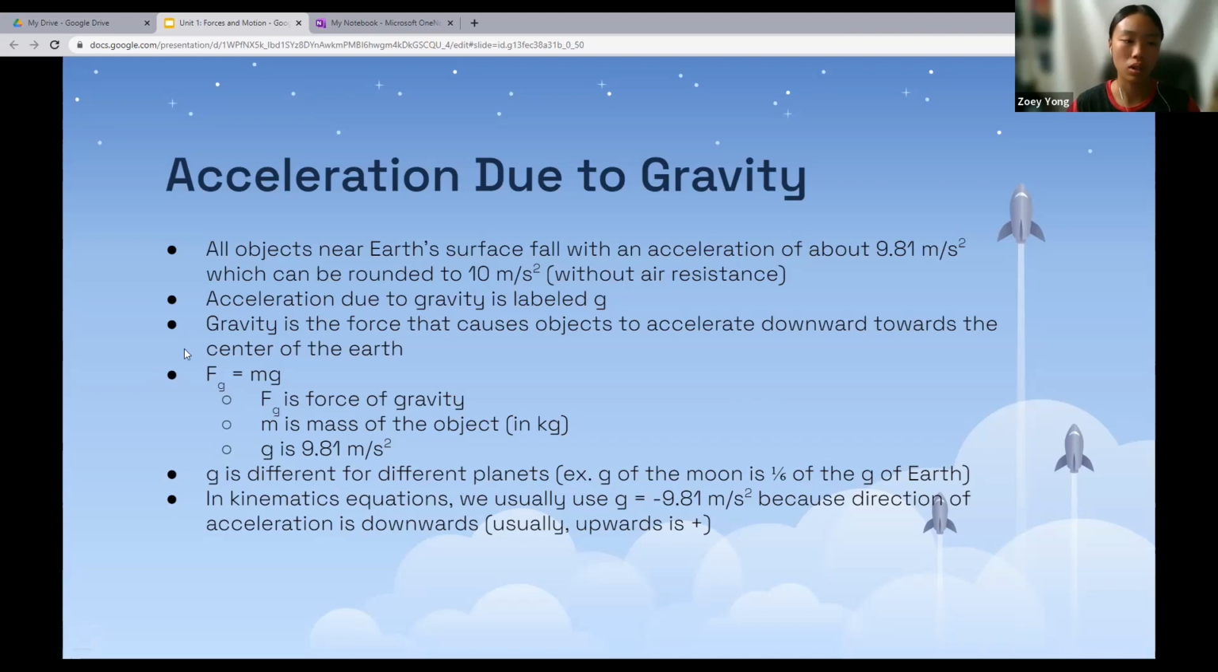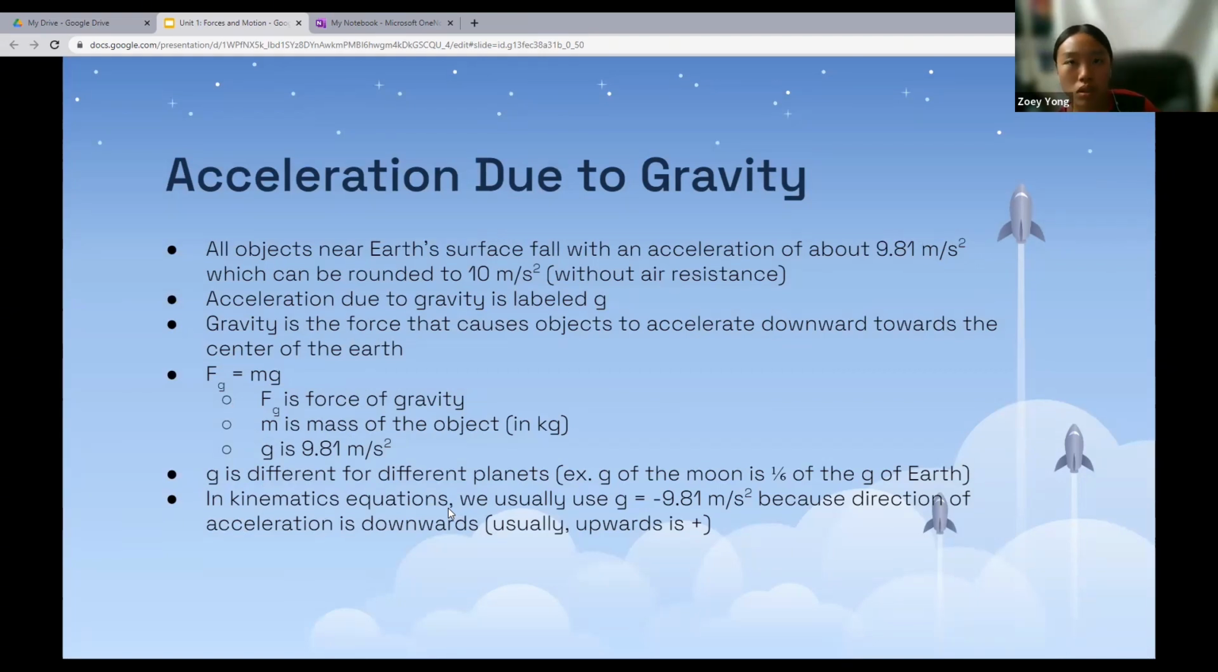And then how you calculate the force of gravity is Fg. So the force of gravity is equal to m times g, where m is the mass and g is what we just said, acceleration due to gravity. So g is technically for the Earth. The value of 9.81 meters per second squared is for the Earth.